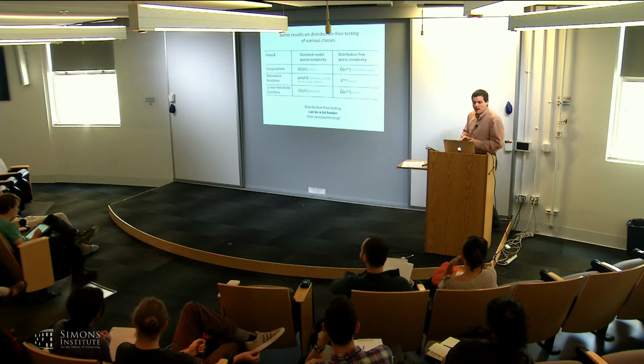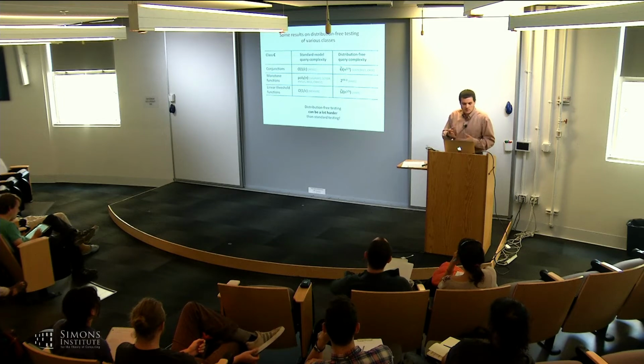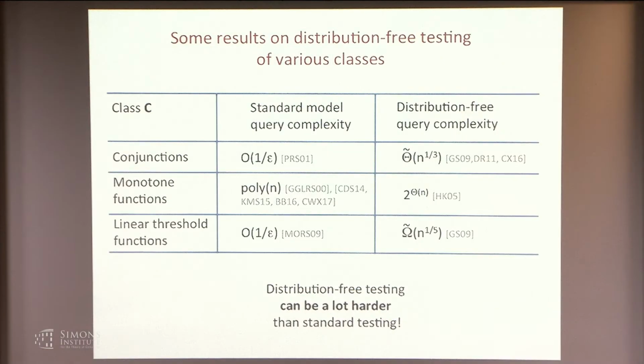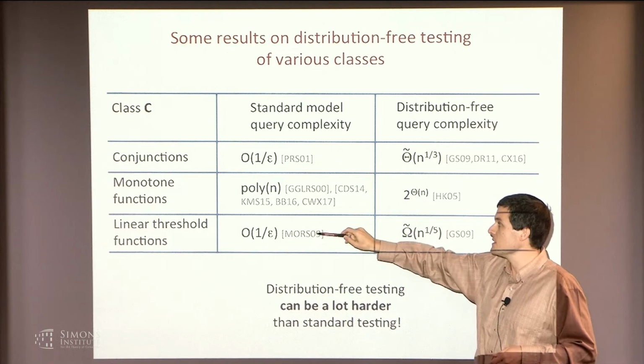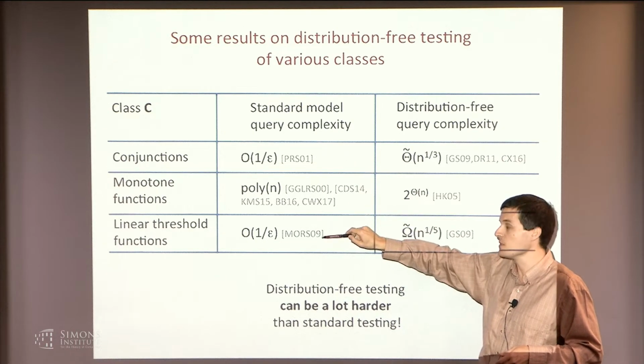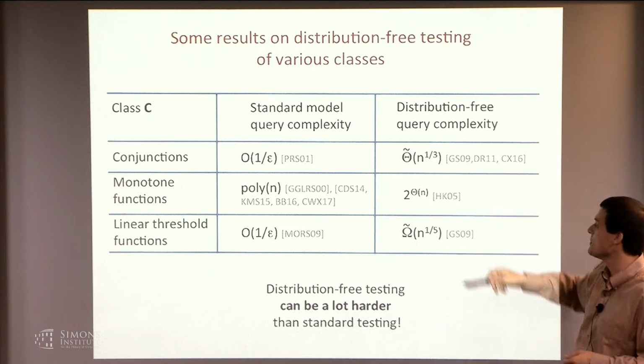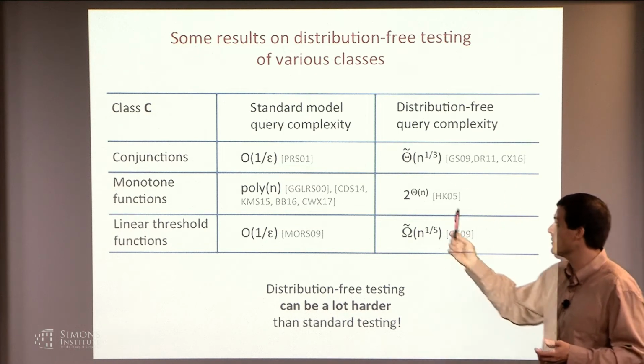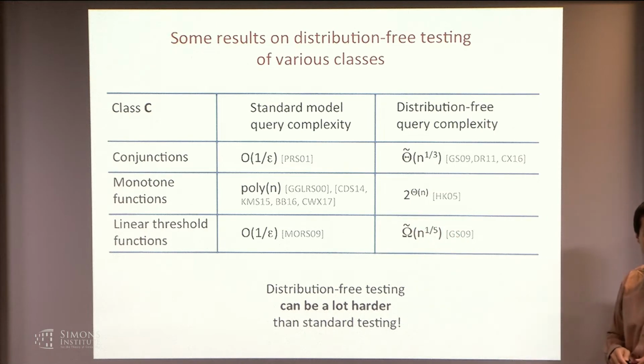Okay, so just a little bit of background. People have studied distribution-free testing for a modest number of classes of functions. And the takeaway message is that for the classes studied to date, distribution-free testing looks a lot harder than standard testing. For various classes where we have a gold standard query complexity completely independent of n in the uniform distribution setting, the query complexities were known to be polynomial in n in the distribution-free setting, and you can also have exponential gaps, as for monotone functions and so on. Notice that distribution-free testing is certainly at least as hard as standard testing, because one possibility is that the unknown distribution is just the uniform distribution.